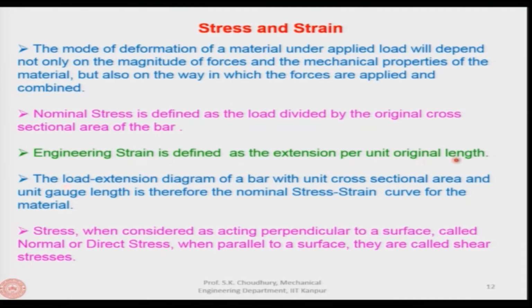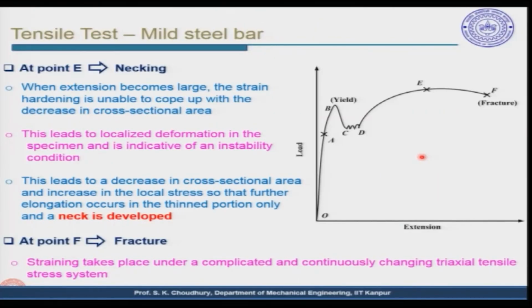Therefore, the load extension diagram of a bar with unit cross sectional area and unit gauge length is the nominal stress strain curve for the material. What I mean to say is that if the nominal stress is the load divided by the original cross sectional area of the bar, and the engineering strain is the extension per unit original length, then this load extension curve can be said to be stress here and strain here, the stress strain curve. Normally you can see from the book that these kinds of curves are given as the stress strain curve.